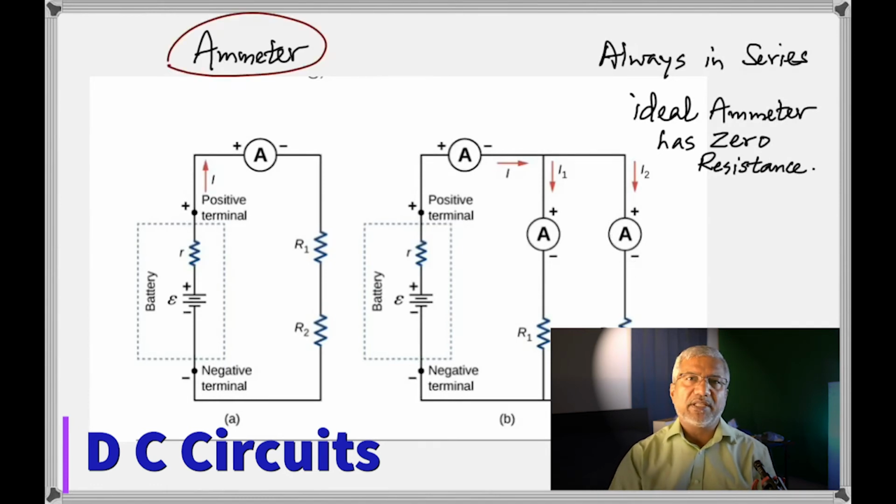And I've also written that ideally an ammeter has 0 resistance. Okay, that's the ideal condition. Practically, ammeters have very low resistance.